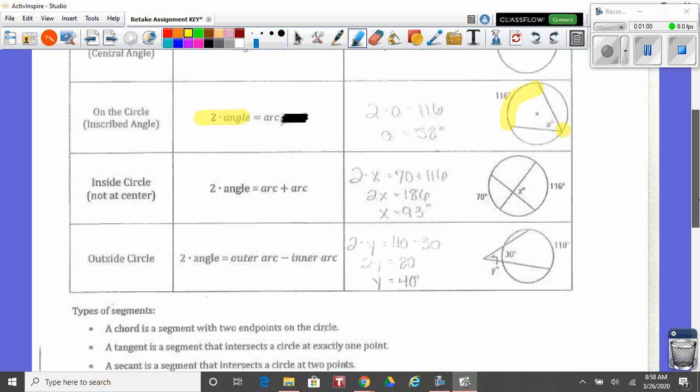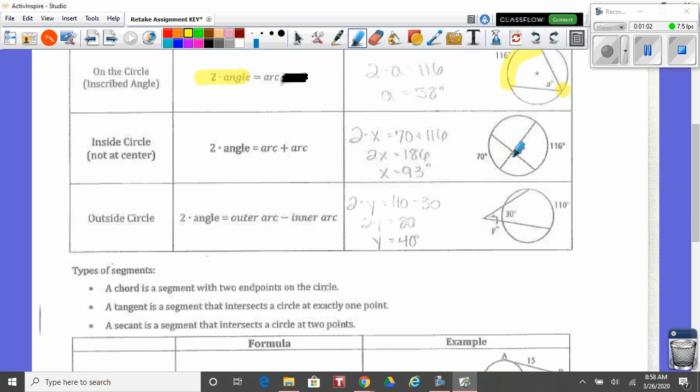Our third type is whenever the angle is inside of the circle but not in the center, not on the circle. That formula is 2 times the angle equals the arc plus the arc, and the arcs come from whichever ones are opposite of it. So for this one we have the 70 and we have the 116.